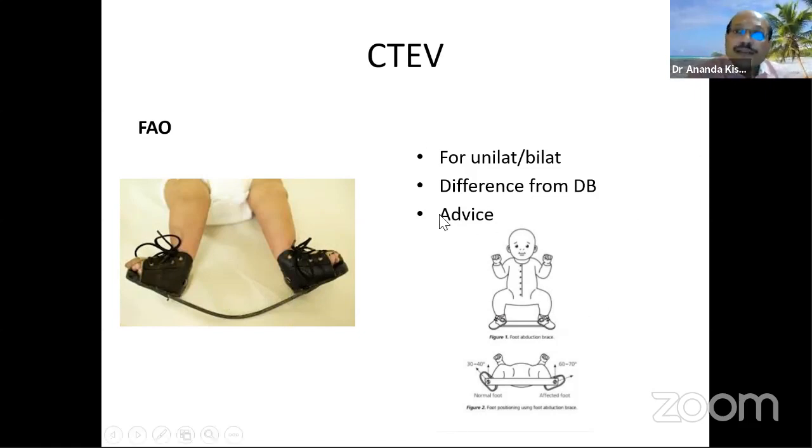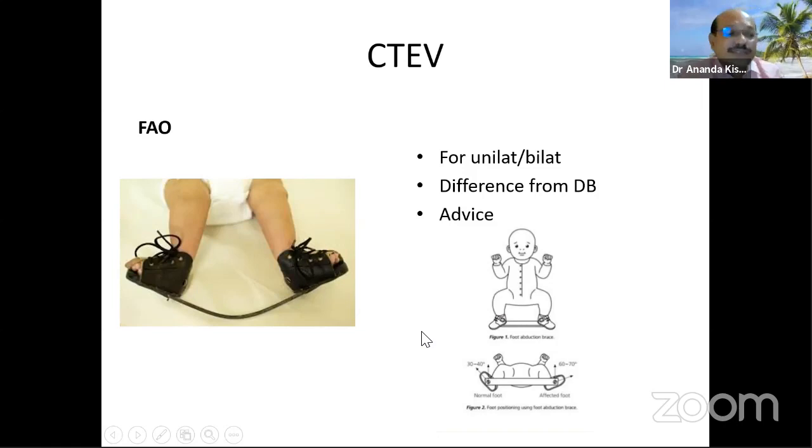So for unilateral and bilateral, what is the difference from the Dennis Browne? In the Dennis Browne, there is no Steenbeek bend, the sidebar is not bent, and only 40 to 45 degrees abduction is possible. But here 70 to 80 degrees abduction is possible. It is bent enough, and the distance between the posterior points of the heels, once it is bent and rotated, should be equal to the width of the shoulder. This is the basic difference between the foot abduction orthosis and the Dennis Browne.